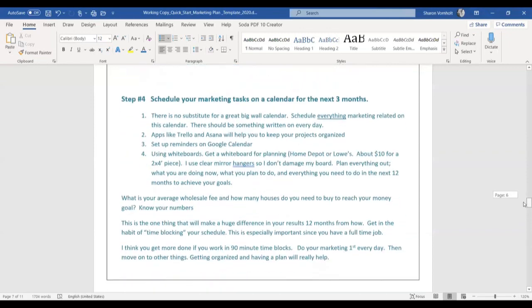Now, step 4 is to schedule everything on a calendar, and I do mean everything, and I mean a great big oversized wall calendar. You need to be able to look at this. You need to have a marketing activity. Especially if you're a full-time investor, you need to have something written on every day, whether it's a follow-up call, getting a mailing ready to go out, you attending a networking event. There should not be any empty days on there. You should have something written on every day. And marketing is your number one job as a real estate investor.